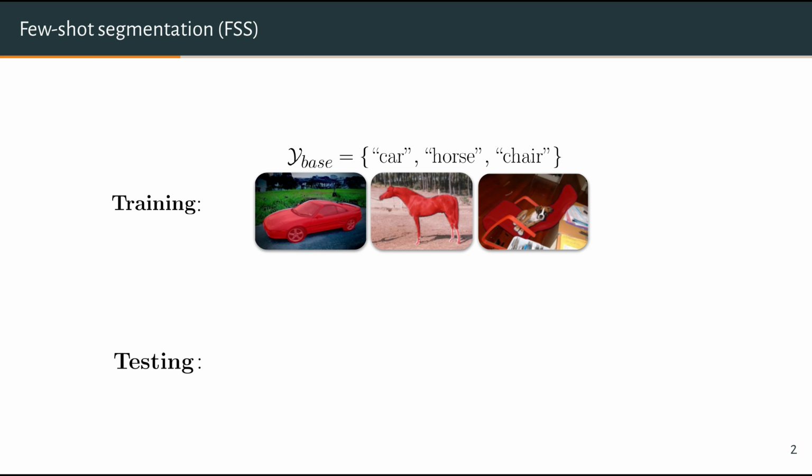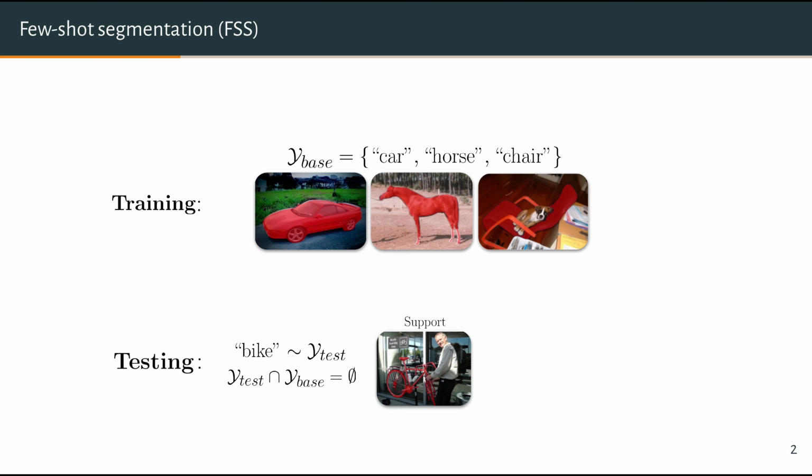Specifically, a series of episodes are created, where each episode consists in first sampling a class that has never been seen during training, and second sampling a support set with one or multiple annotated samples for this class, and finally sampling an unlabeled query image. And the goal is to properly segment the object of interest in the query image.